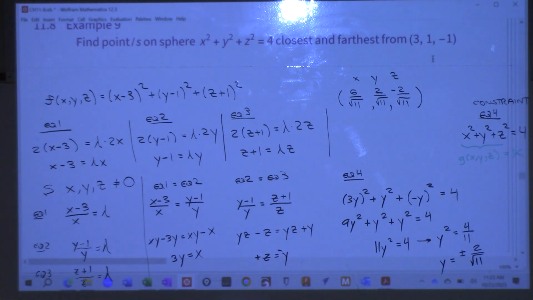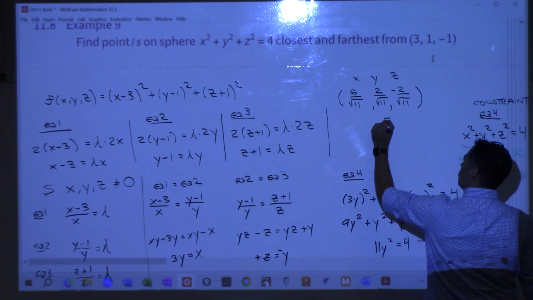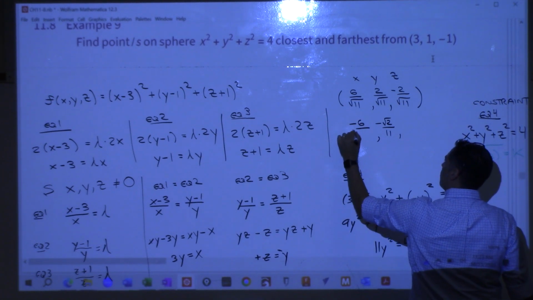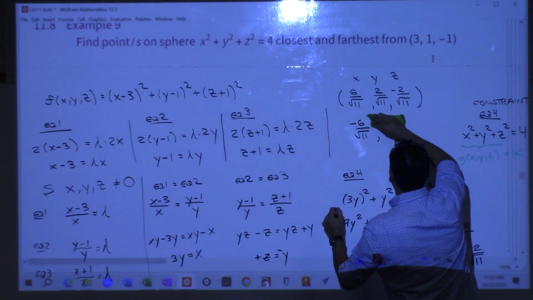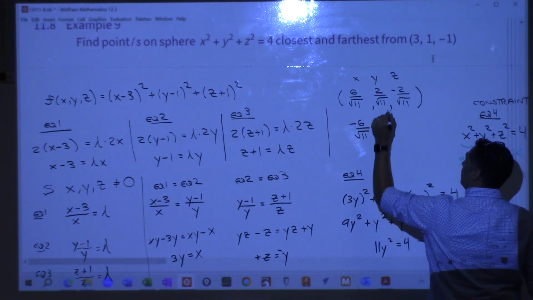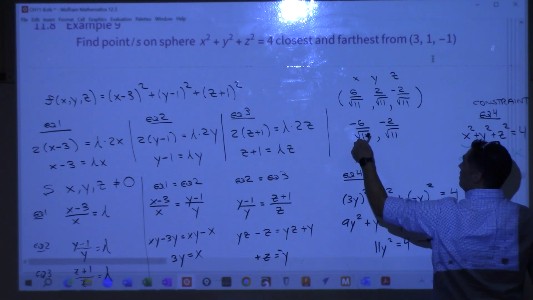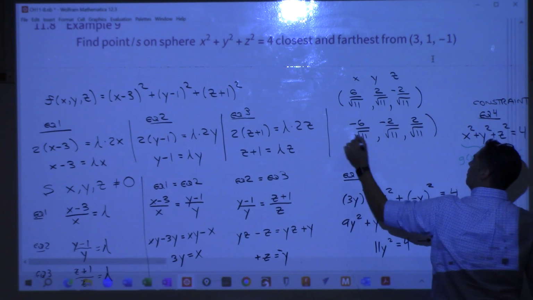Now, that's the point, right? I don't know if that's going to be the max or min, but that's one of our critical points. Let's find the other one. It's just the opposite, isn't it? It's negative 6 over root 11. Sorry, I don't know why I did that. Okay, so it's negative 2 over root 11, and then the x is the same, and then the y is the opposite. There's our x, y, and z.